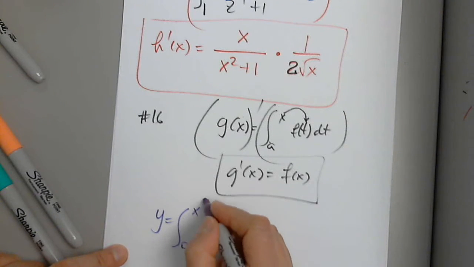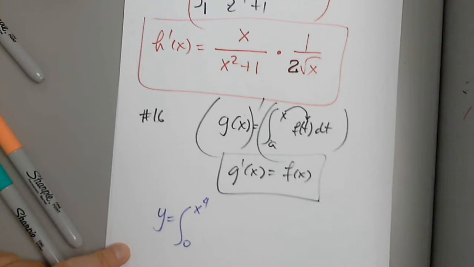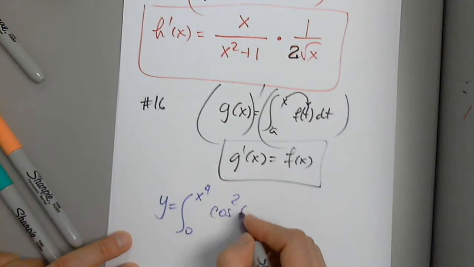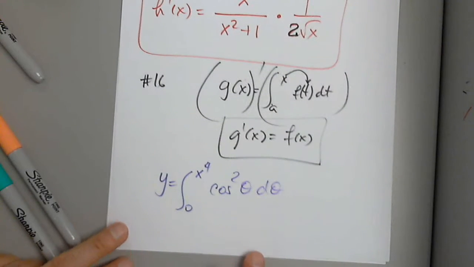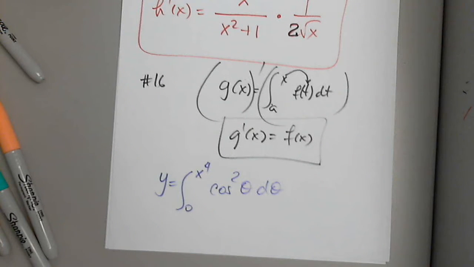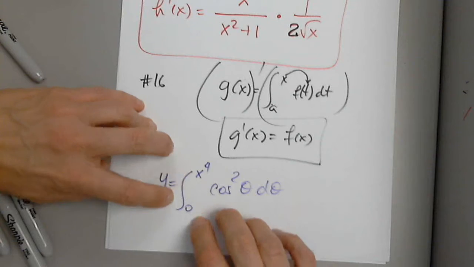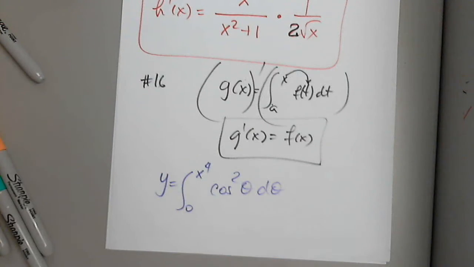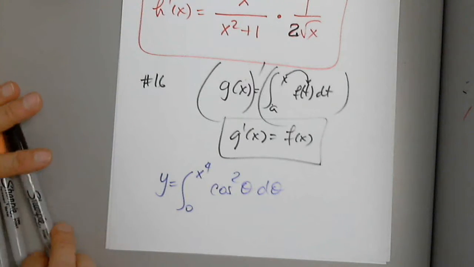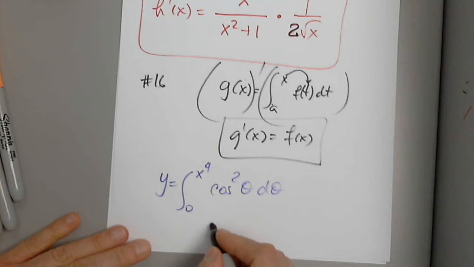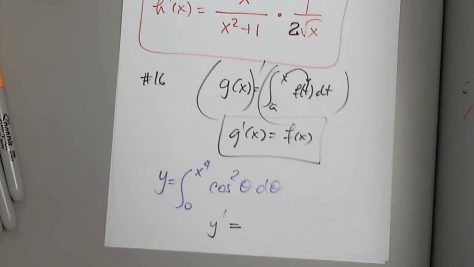Is it x to the fourth? Cosine squared theta, d theta. No one is asking us to evaluate anything. This is a function. If one of the limits is a function or depends on x, in other words, we are only asked to find y prime. Can anyone dictate y prime?